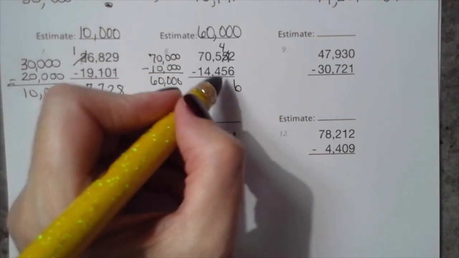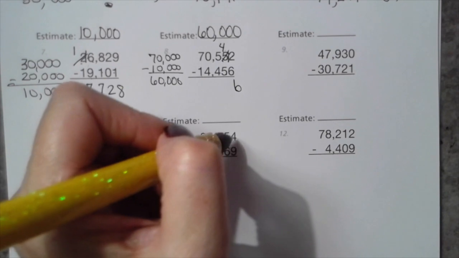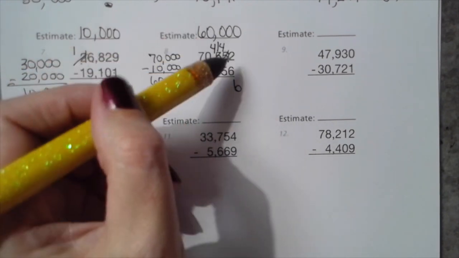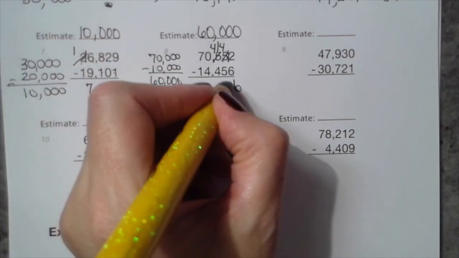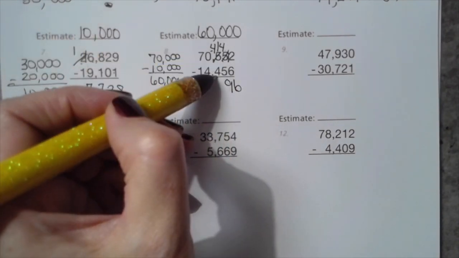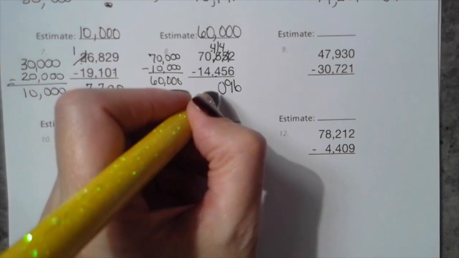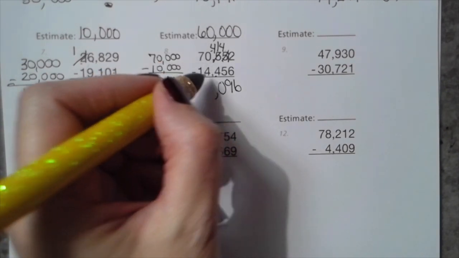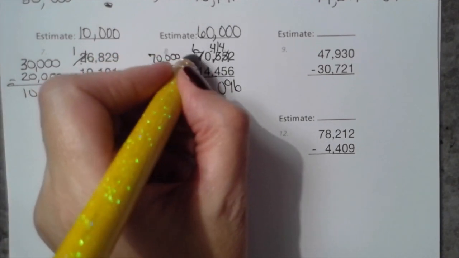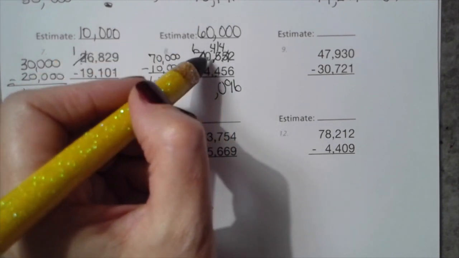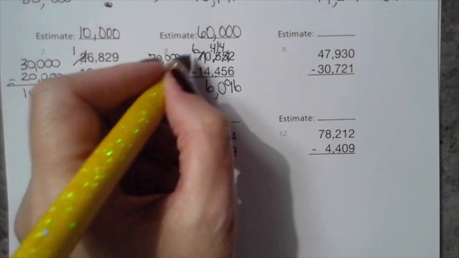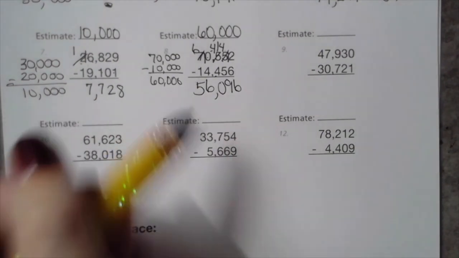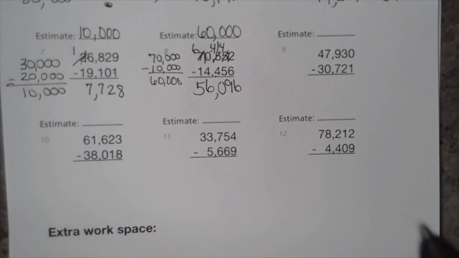That's a double fact. Uh-oh, 4 minus 5. Can't do it. More on the floor. Go next door and get 10 more. 14 minus 5 is 9. 4 minus 4 is nothing. Uh-oh. 0 minus 4. Can I do that? Nope. More on the floor. Go next door and get 10 more. 10 minus 4 is 6. I can do that. And 6 minus 1 is 5. So yeah, 60,000 and 56,096 are close.